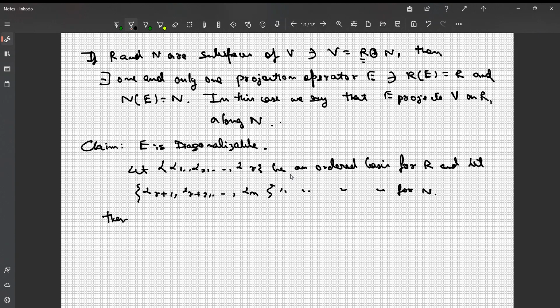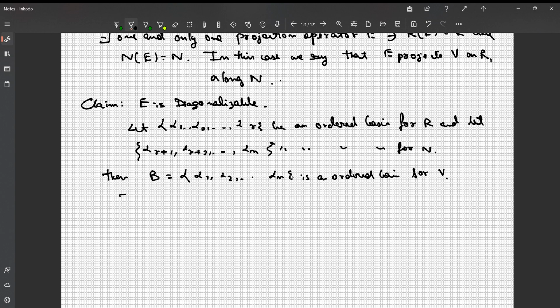Then B, which is given as alpha 1, alpha 2 till alpha n, is an ordered basis for V. Now what is the matrix of E under B? So this is observable from observing what is the coordinate matrix of E under each of these basis elements.